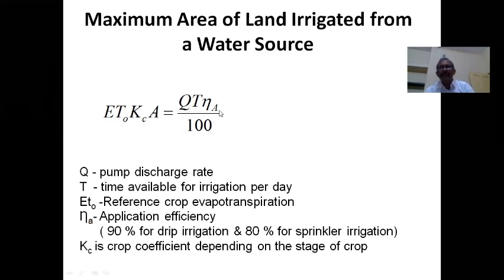And this is the application efficiency with which you can apply water. Let us say for sprinklers most of the time it is 80%, so 80 divided by 100, that is 0.8, has to be substituted here. So most of the time you will be left with finding the area. You will be finding area using this formula.